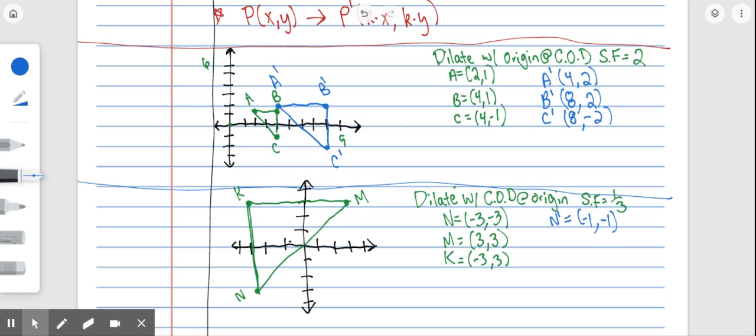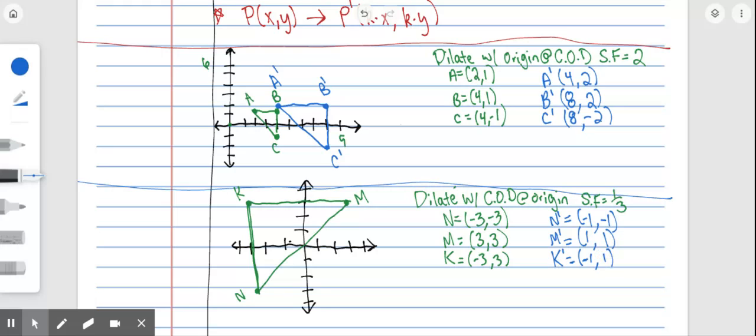Right, continuing where I left off, now I'm going to scale M with, again, the scale factor of 1/3. So M prime is going to be 3 times 1/3, which is 1, and 3 times 1/3, which is 1. And last but not least, K prime, which is going to be negative 3 times 1/3, which is negative 1, and positive 3 times 1/3, which is positive 1.